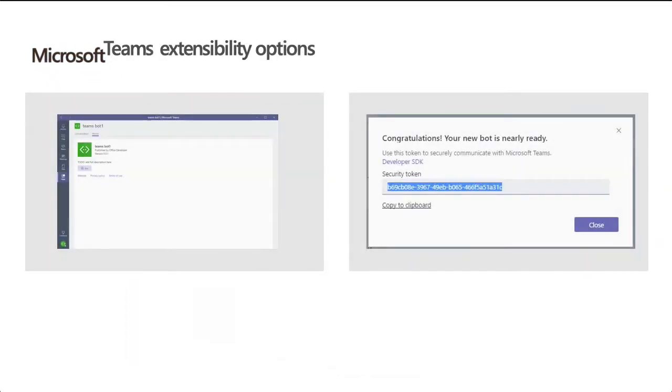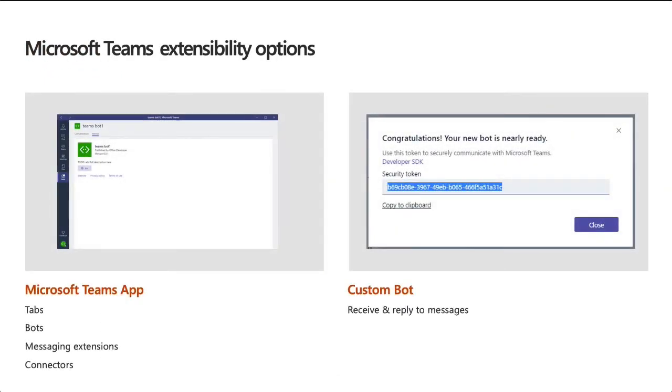Microsoft Teams provides many different extensibility options. You can create a Teams app which can consist of a custom tab. It could also leverage bots, messaging extensions, and connectors. Or you can also build a custom bot, which would reply and receive messages from a user to have a nice little interaction experience with your users.